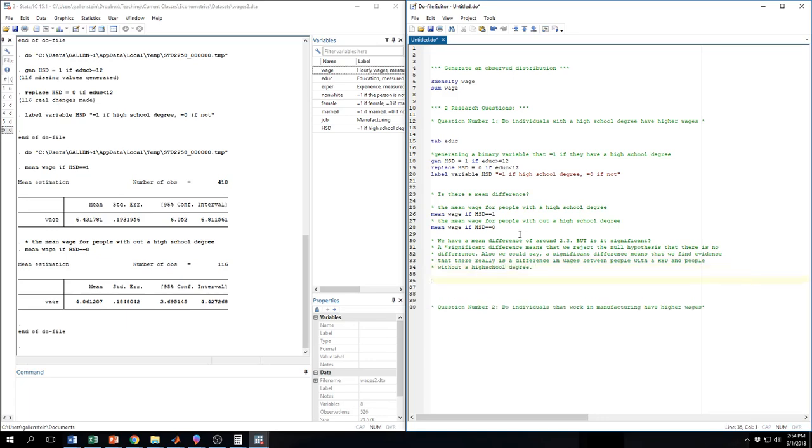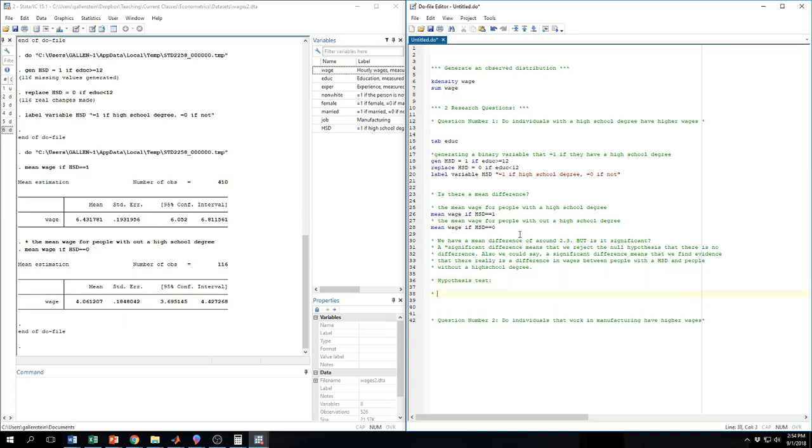All right. So to do this, we need to do a hypothesis test. I'm typing this out just so that you have some extra notes. I like to have notes in my do files so I keep track of what it is that I'm doing. Sometimes I have do files that have more notes than code. All right, so hypothesis test.